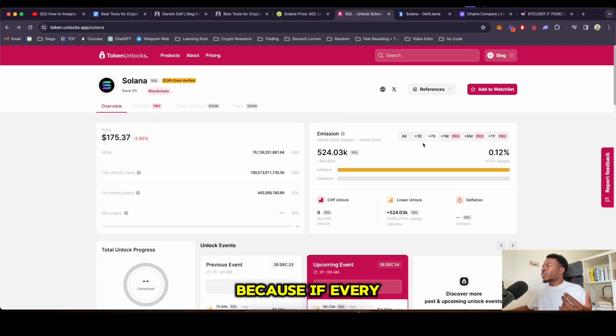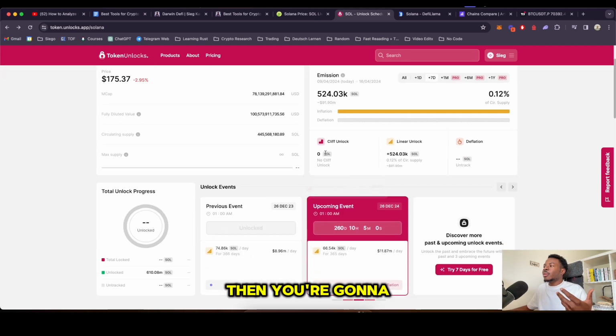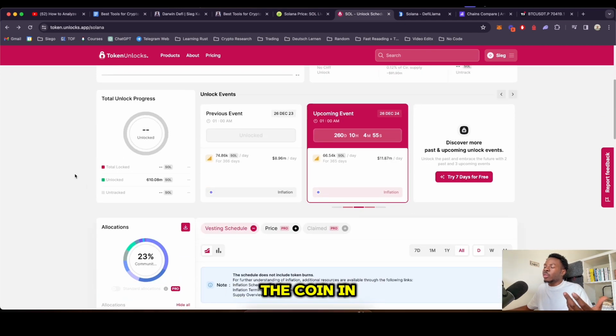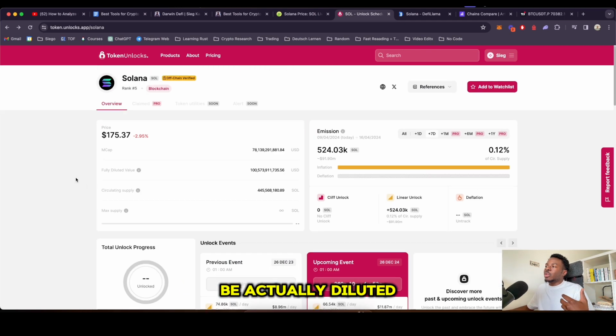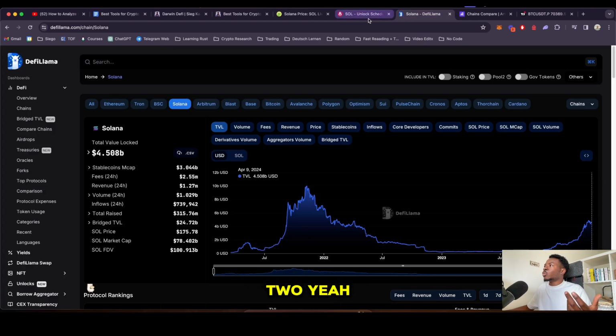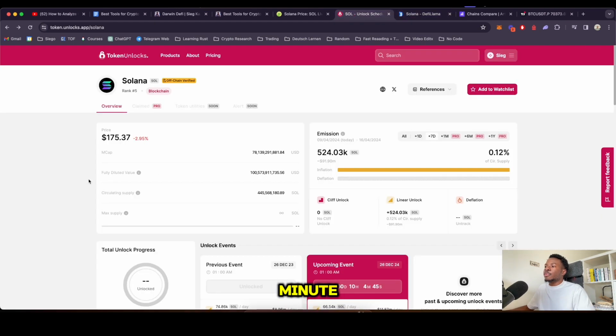Because if every 7 days you have about 500,000 coins emitted to the market, then you're going to realize that it's not a good thing for holding the coin in the long term. But this can actually be diluted if the coin has a high usage. And I'm going to show you guys that in a minute.